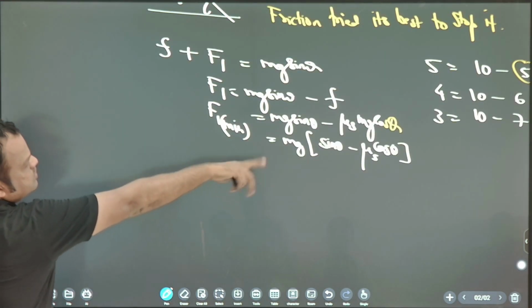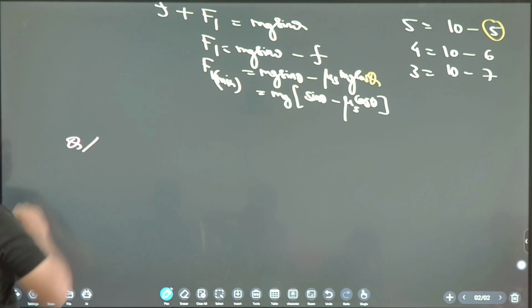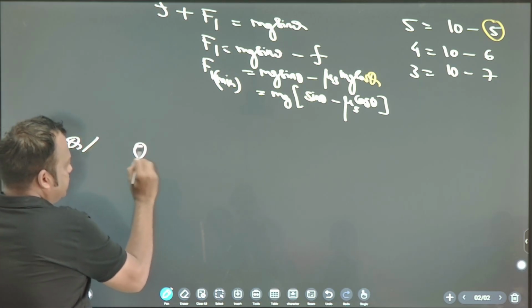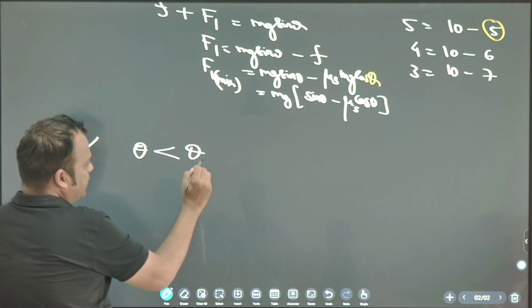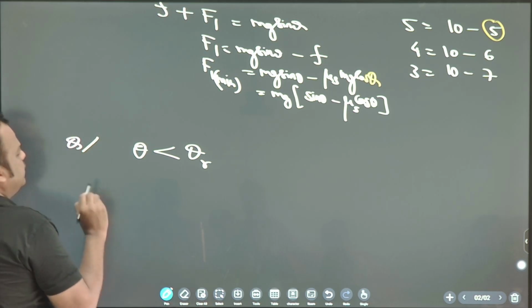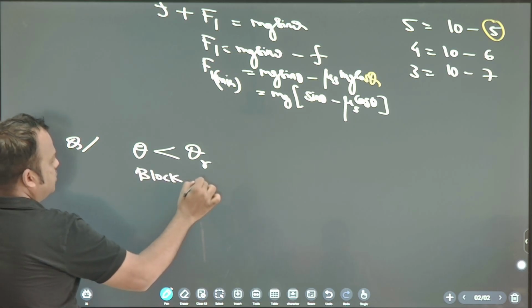So mg into sin theta minus mu cos theta. Okay, next. Theta is less than theta r. It will slide or not? Tell me. No slide. Correct. Block does not slide.